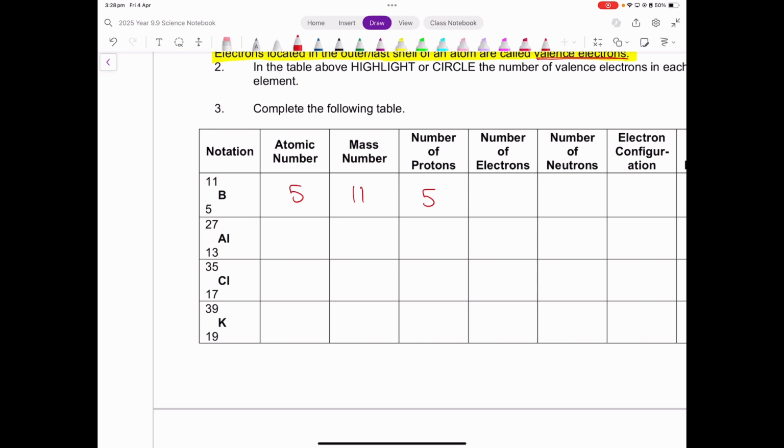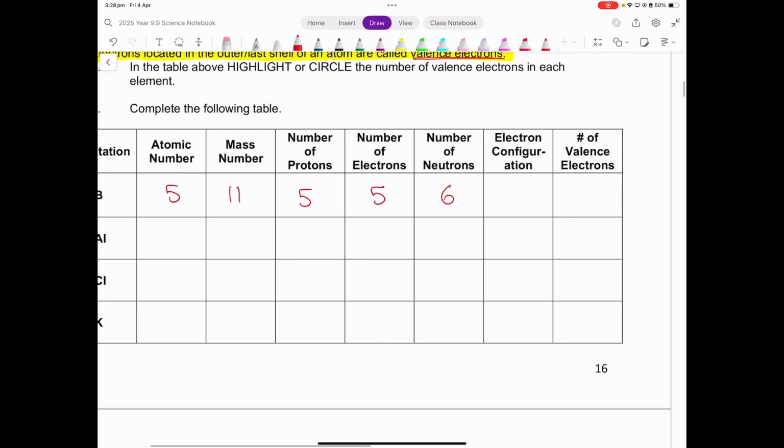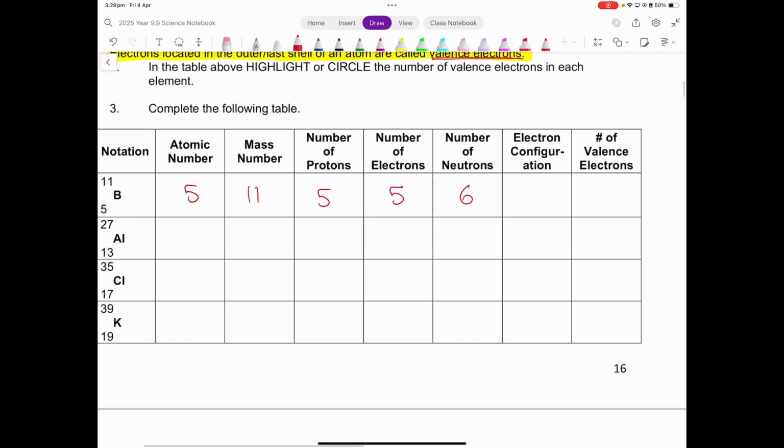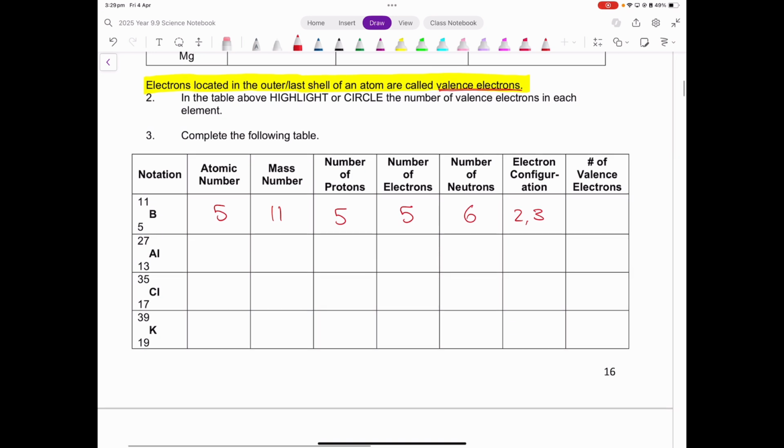The number of protons is the same as the atomic number, which is 5. The number of electrons is the same as the number of protons. The number of neutrons is equal to the mass, take away the atomic number, which is 6. And the electron configuration, we know that we have a total of 5 electrons, 2 fill up the inner shell, and that leaves how many electrons for the second shell? 3. So when we look at this electron configuration of 2, 3, how many are going to be those valence electrons? How many are going to be located in the outer shell?